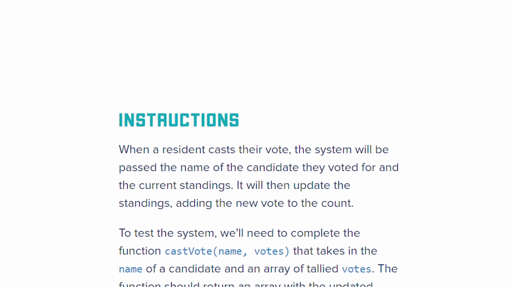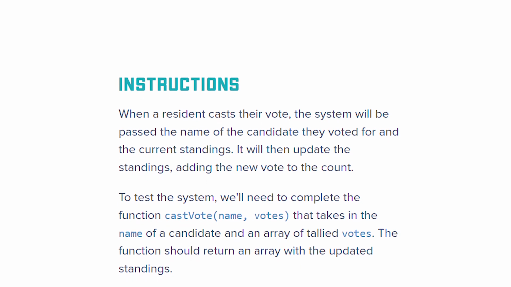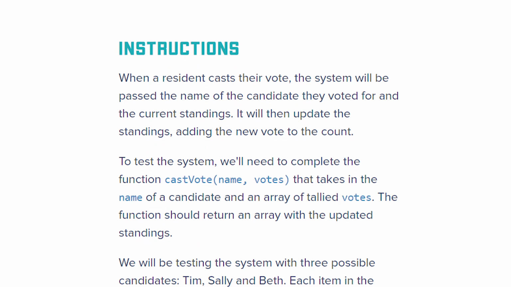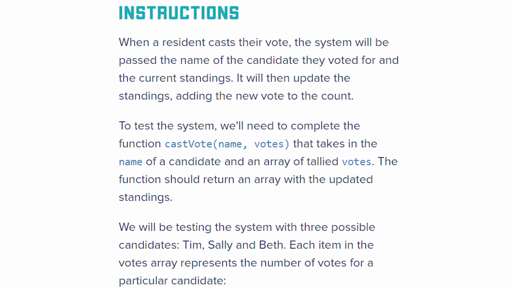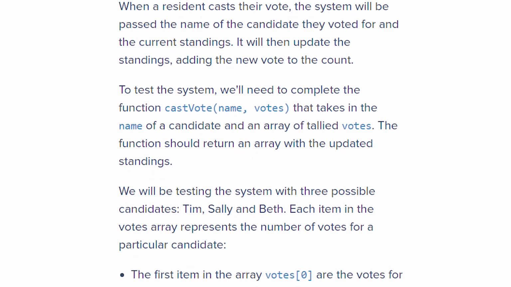The instructions are, when a resident casts their vote, the system will be passed the name of the candidate they voted for and the current standing. It will then update the standing, adding the new vote to the count. To test the system, we'll need to complete the function castVote that takes the name of the candidate and an array of tallied votes. The function should return an array with the updated standings.